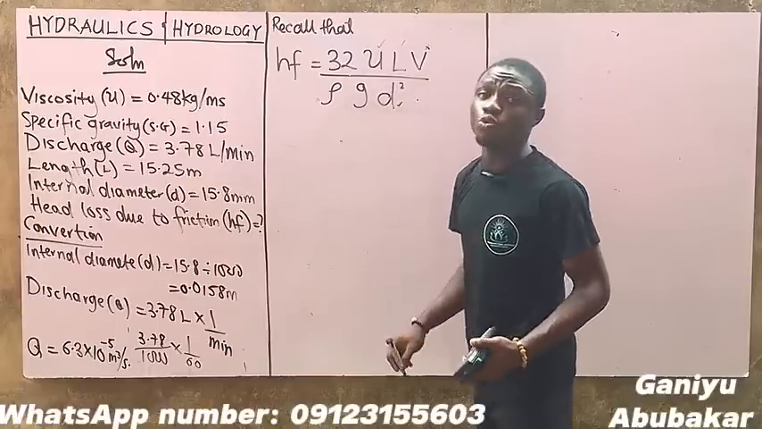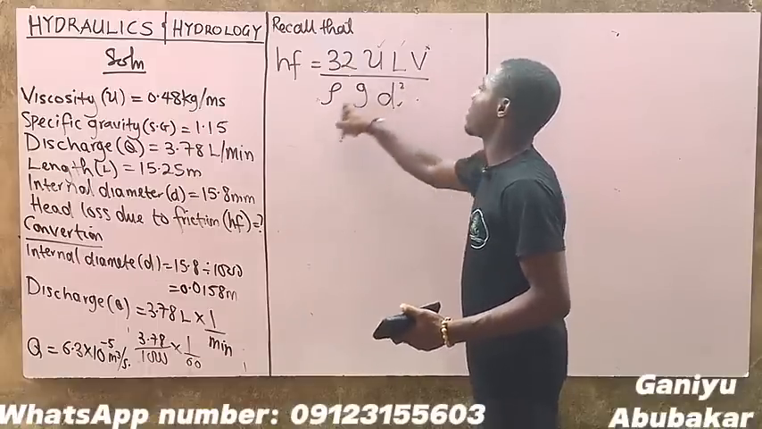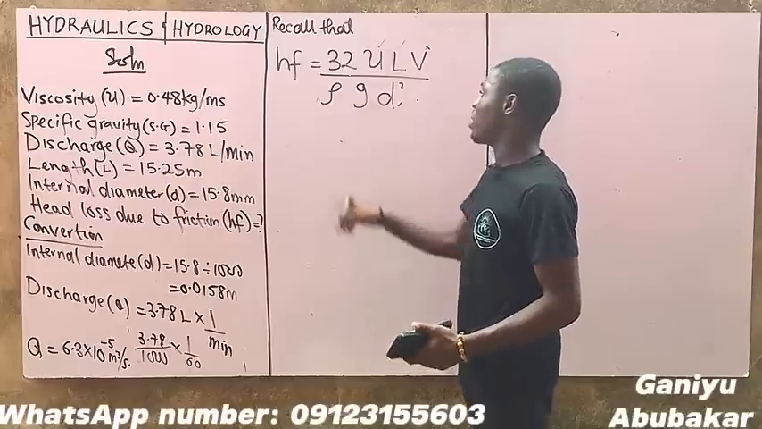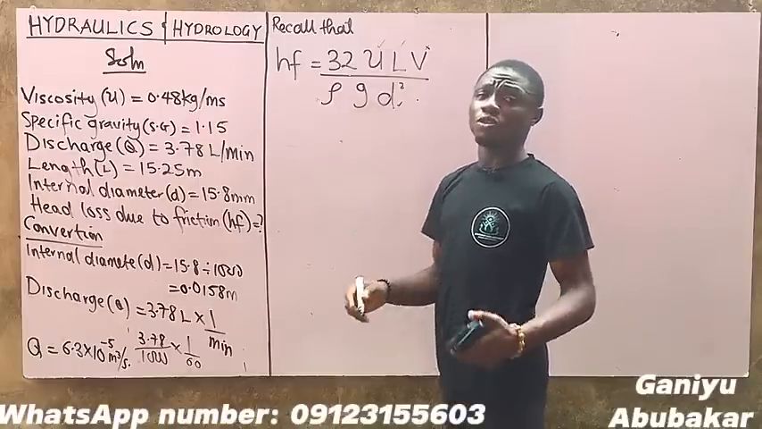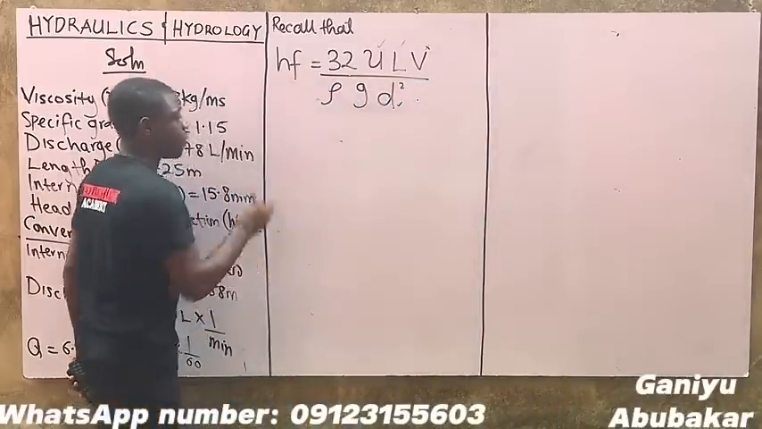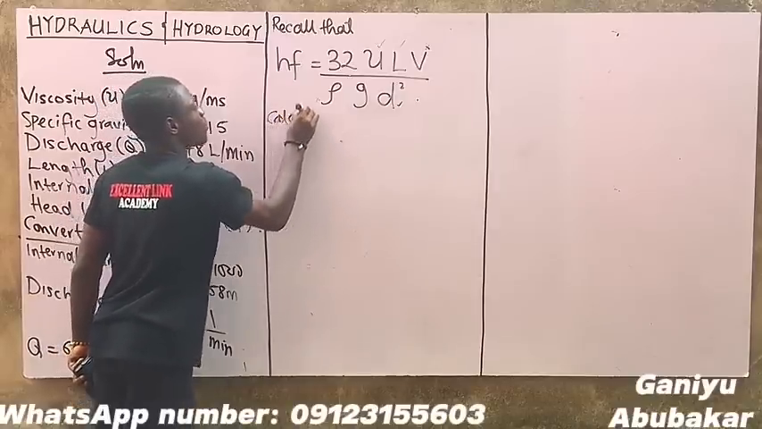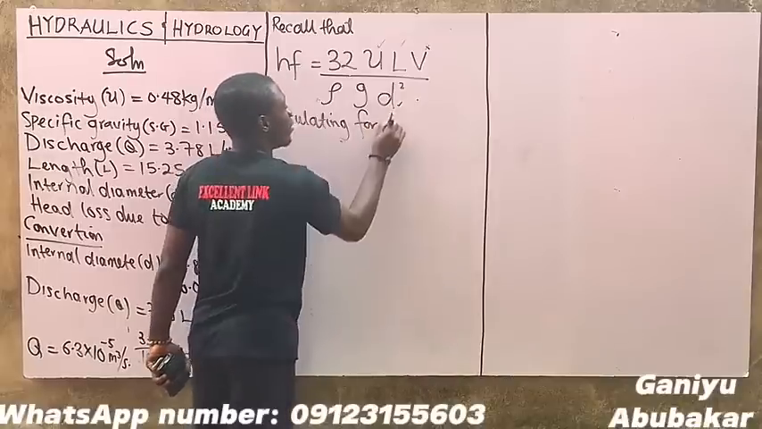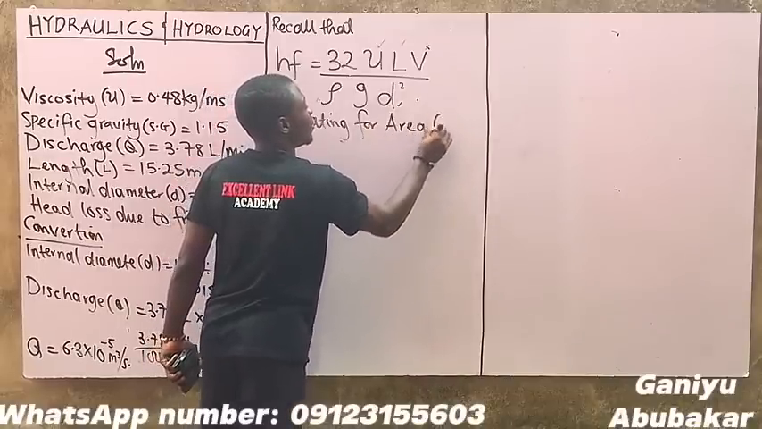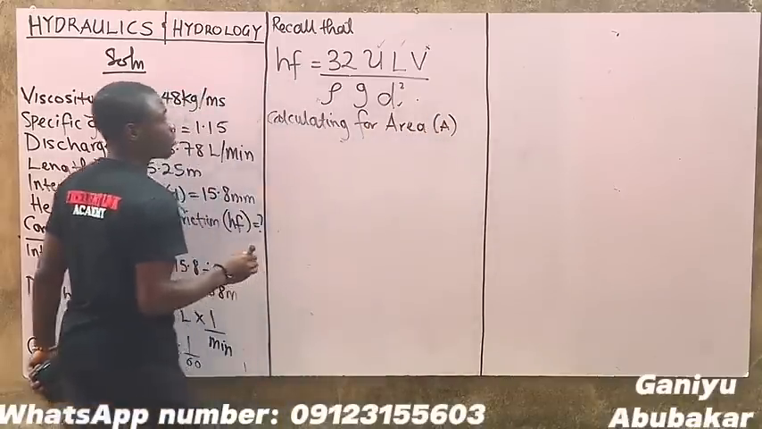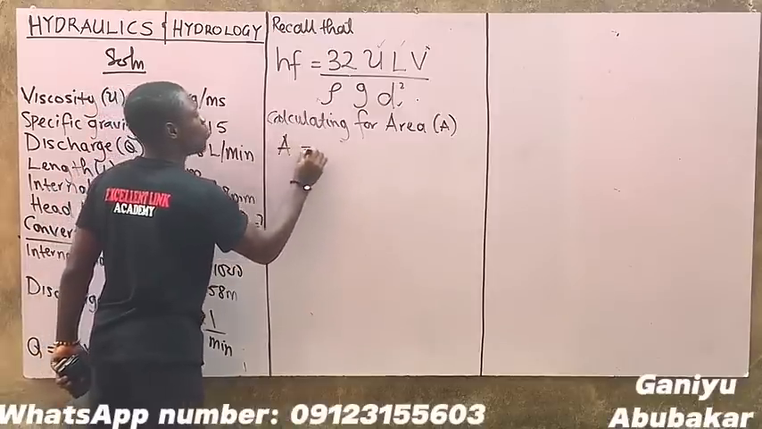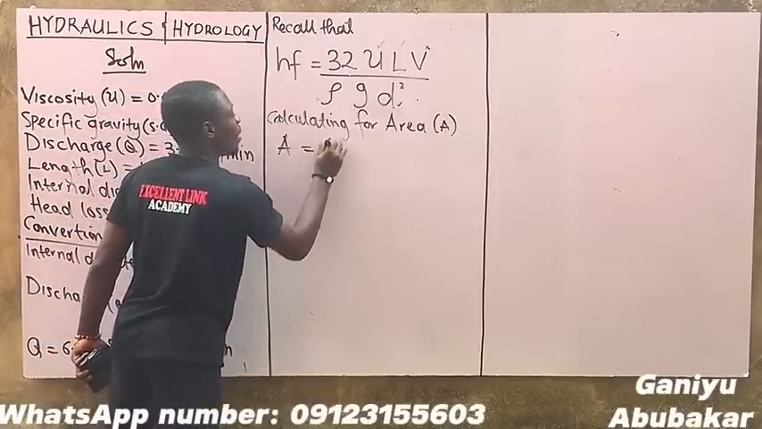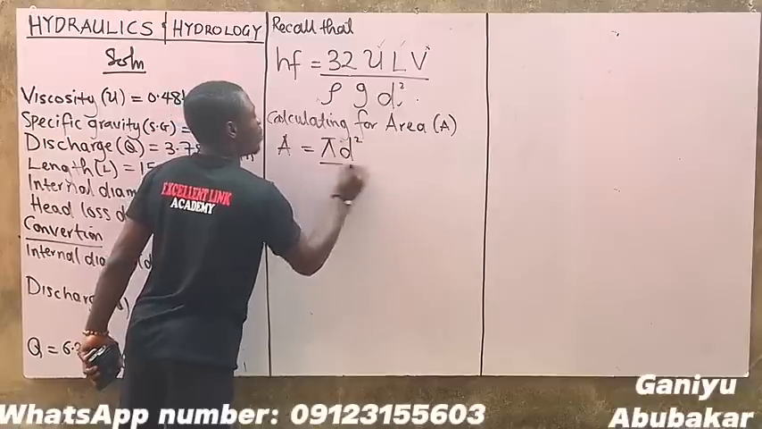I'm left with two unknown parameters. So my first task is to get the two parameters: velocity and density. But before I move on, I need to calculate my area. Calculating for area, that's A. First task, my area is equal to pi d squared over 4.